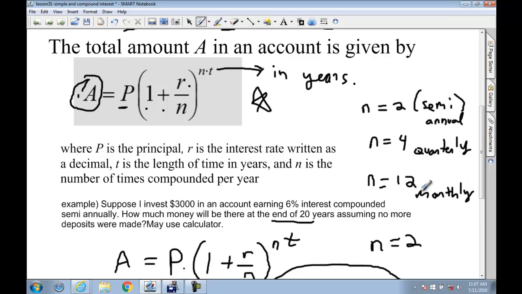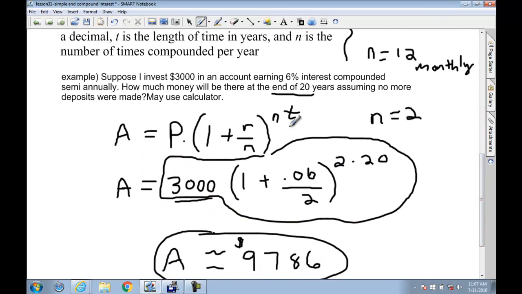And then daily, 365, weekly, 52, etc. So you may want to just remind yourself, big note to self, that N varies depending on what they're saying in the problem. Okay? But I have faith that as long as you plug everything correctly into this formula and type it out correctly, you'll be okay. All right?